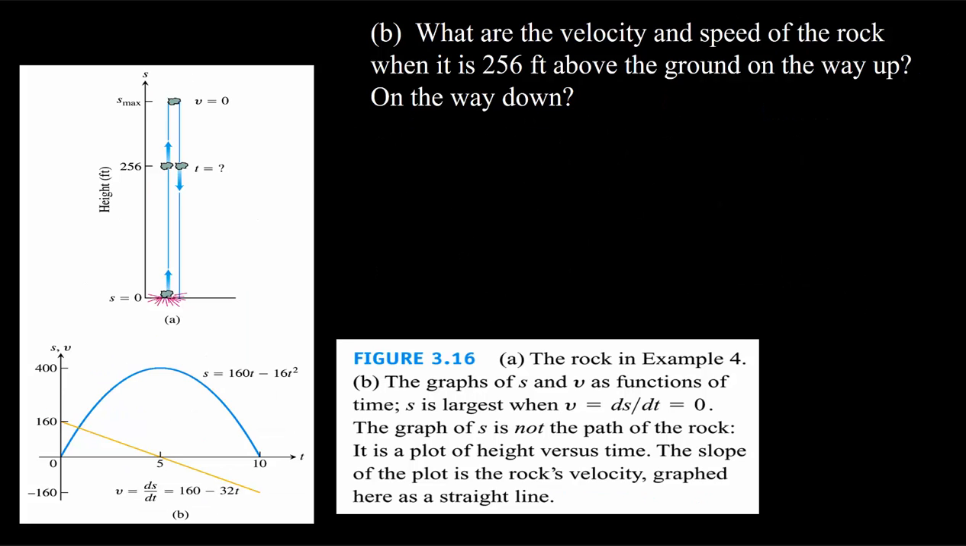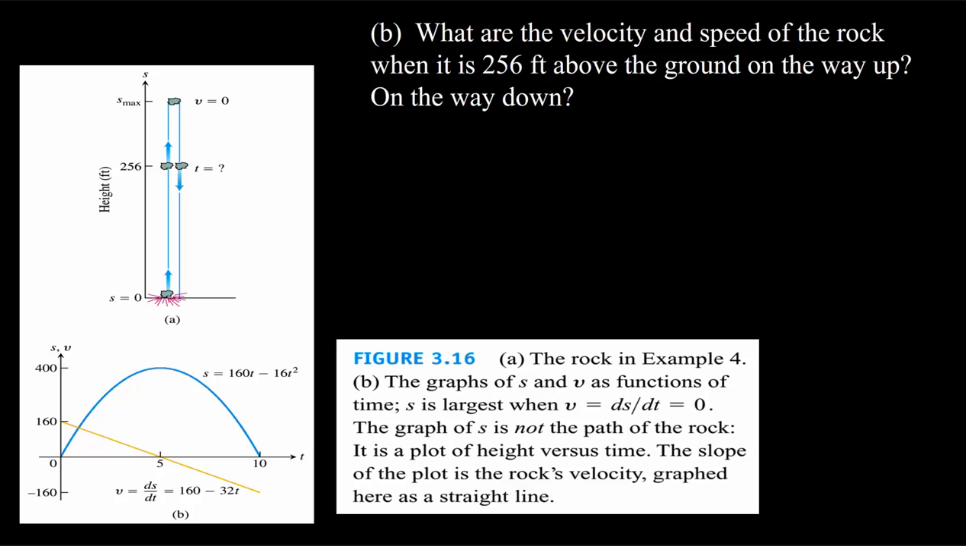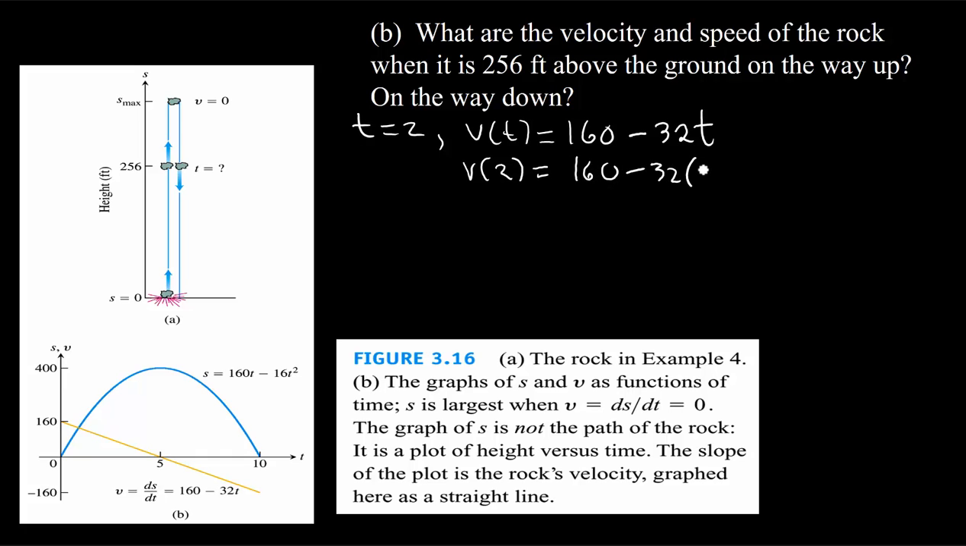So at t equal to 2, we've got to find the velocity. So v of t is 160, just differentiate s. Okay, so right here, differentiate s. So 160 with respect to t minus 32t. Okay, and then what's next? Well, you substitute v of 2. So we get 160 minus 32 times 2.